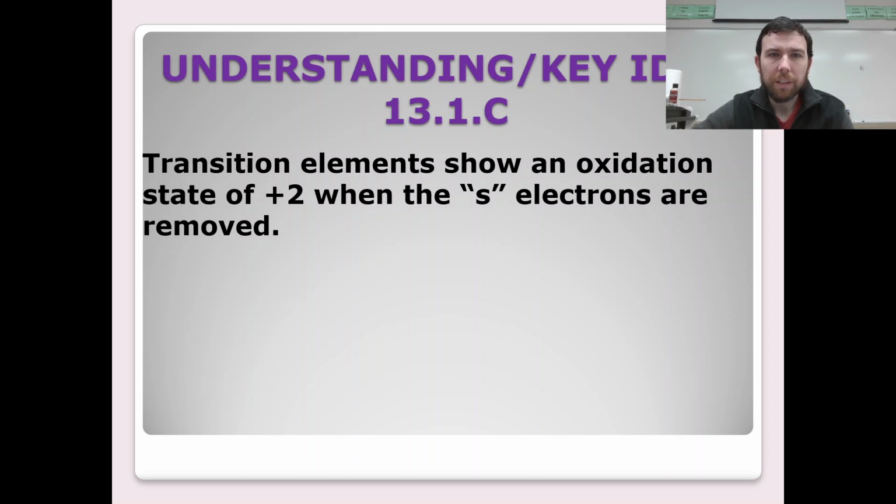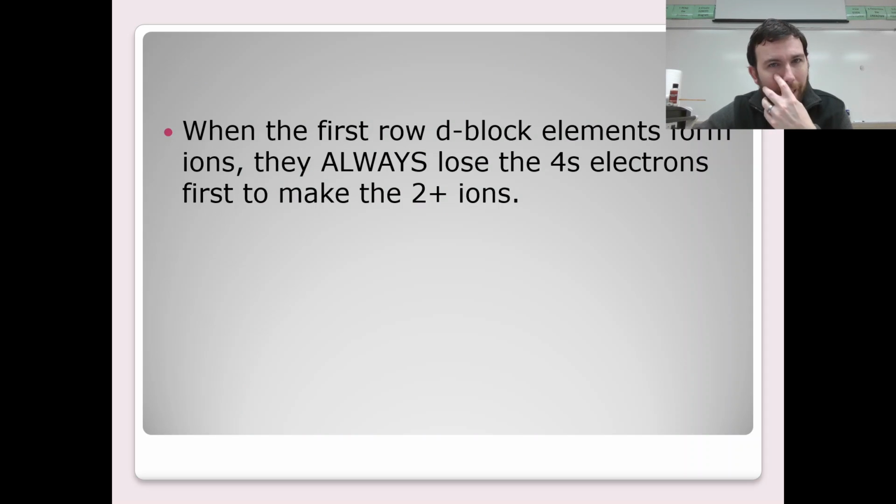Now, when we think about our transition elements, so things other than zinc, they're going to show an oxidation state of +2 when the s electrons are removed. Almost all of our first row d block elements are going to have at least one oxidation state that's +2, and that's due to the fact that the s electrons have been removed from their valence shell. So when the first row d block elements form ions, they always lose their 4s electrons first to make the 2+ ion. There's an obvious exception with chromium and copper, because they have a slightly different electron configuration. Both of those elements would form a +1 ion first.